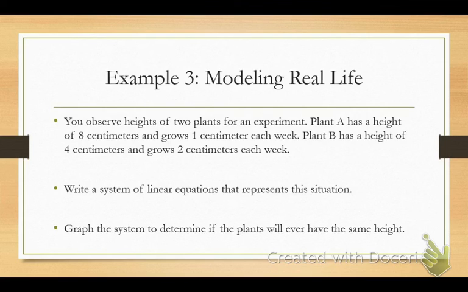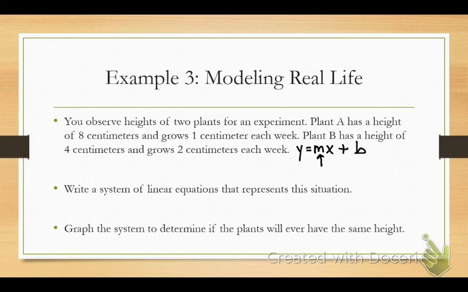It says you observe heights of 2 plants for an experiment. Plant A has a height of 8 centimeters and grows 1 centimeter each week. So we're going to pause there, okay? We're going to use the equation y equals mx plus b. All right, so I want you to write that down. Y equals mx plus b. You need to decide out of that scenario, which one of these numbers would be a rate and which one of these numbers would be a starting value or just your beginning value.